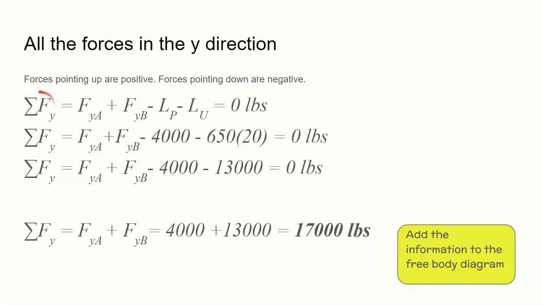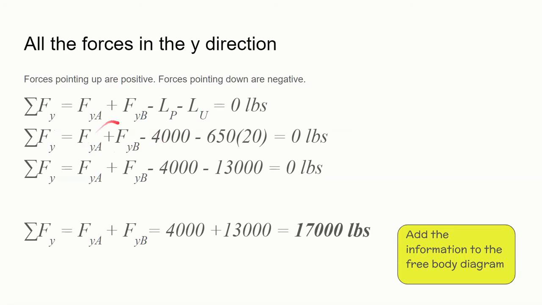So our sum of forces has to include the reaction force at point A, the reaction force at point B, the point load, and the uniform load, and the sum of all this has to be 0. Notice that these two are pointing down, so they're negative. That means we're going to replace these numbers with what we know.